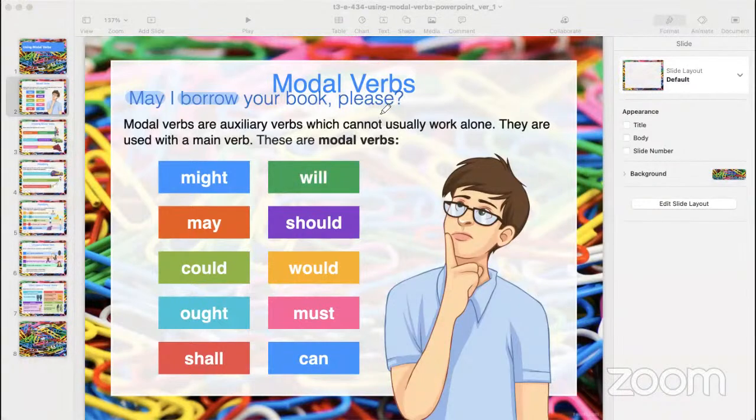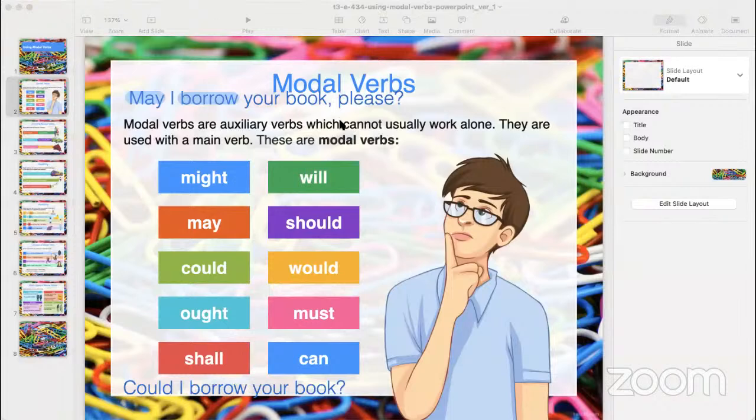Let's have a look at another one. Could. So you can write could I, you can also do that as well. Could I borrow your book? So these are some of the examples of helping verbs.